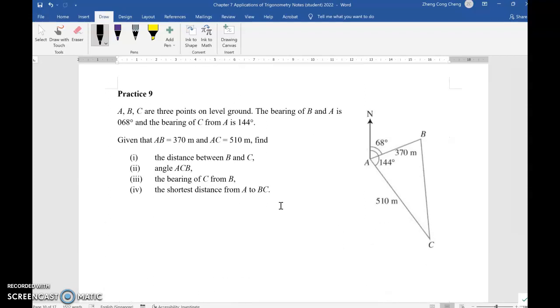Just a hint. The shortest distance from A to BC is the perpendicular distance, and we will use area of triangle to solve.